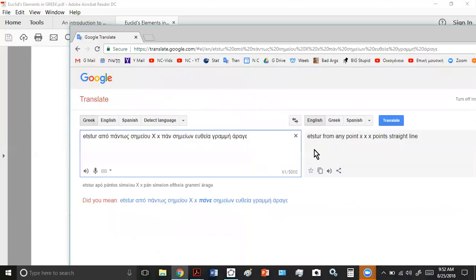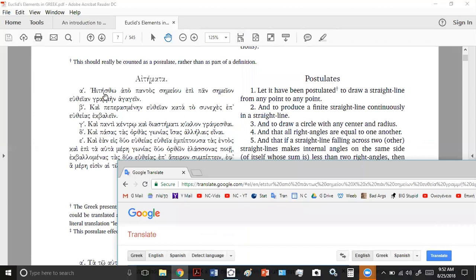If you look on the right here, it says, from any point straight line. So this is how it was with ancient Greek. If the meaning was understood, they would leave out whole chunks of the sentence. So for example, from any point, to any other point, straight line produced. So you see, it doesn't even say what it says here in the English.